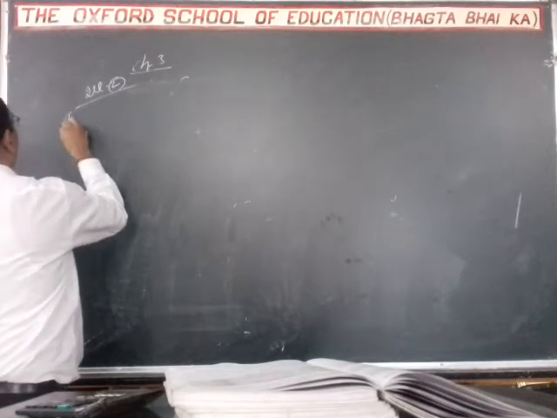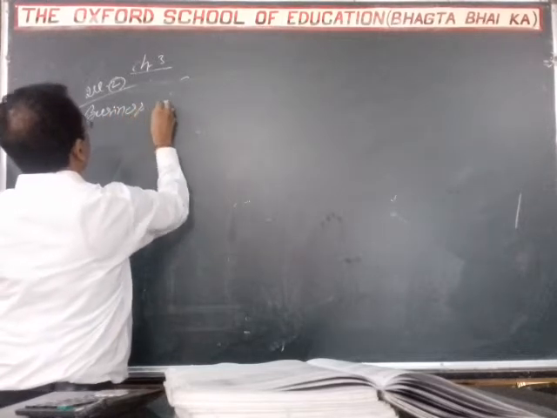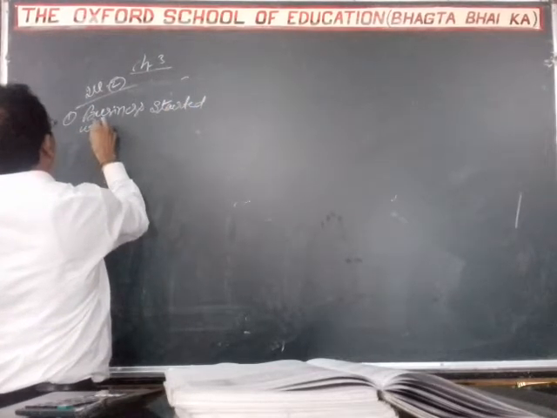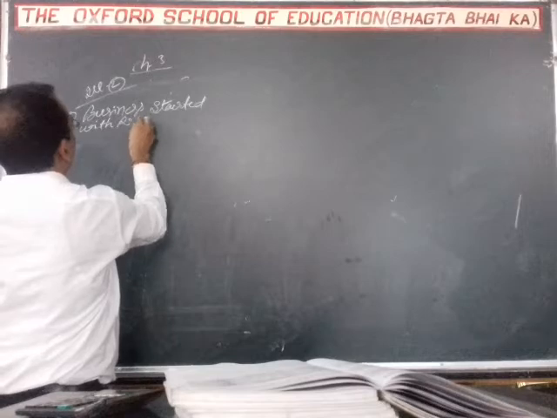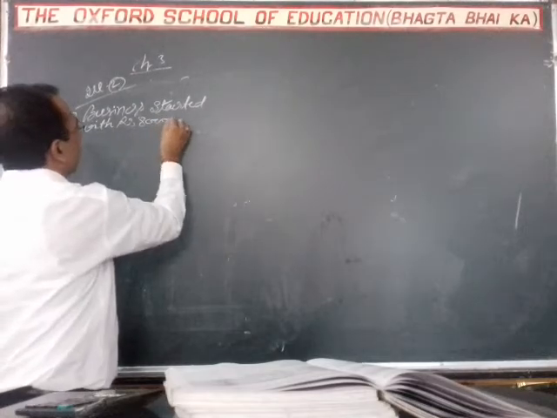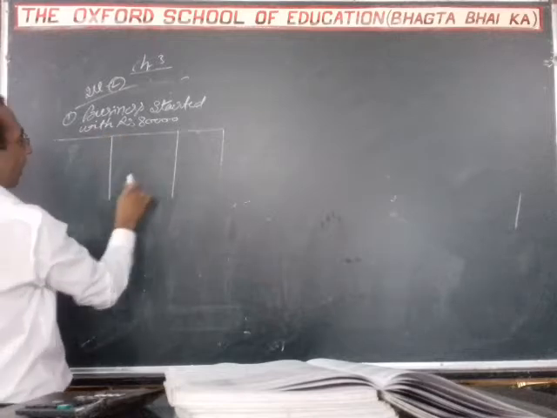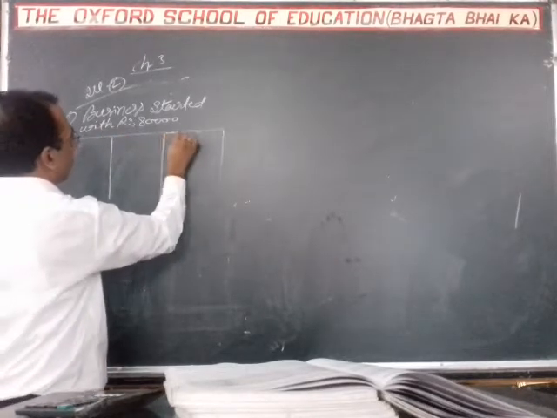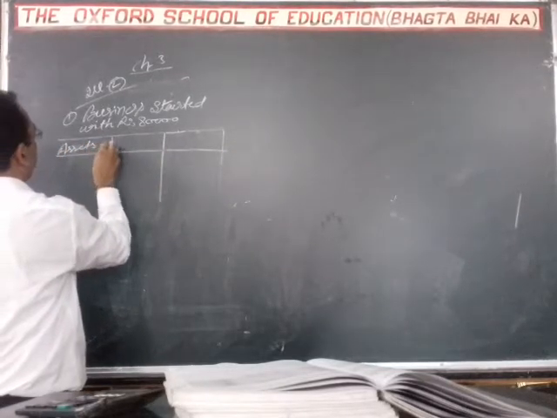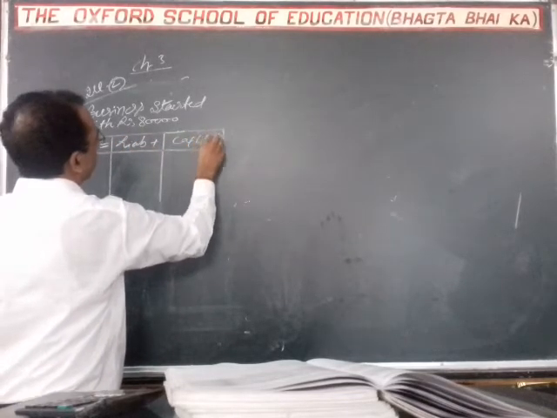Business started with rupees 80,000. First of all, we have to draw a table having three columns: assets equal to liability plus capital.